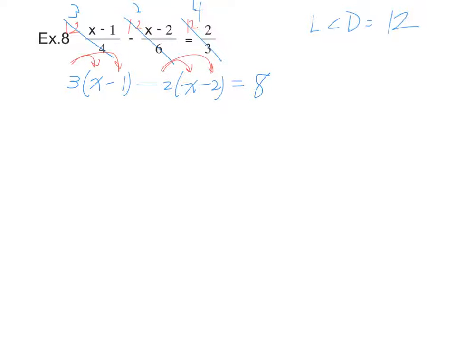Try the distributing part yourself. You should have gotten 3x minus 3 minus 2x plus 4 equals 8. Check this sign right here. Should be a plus.